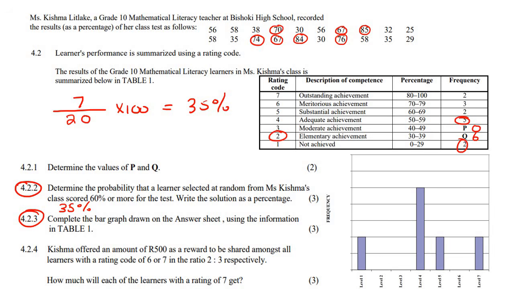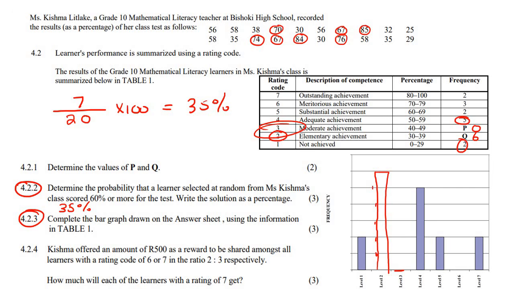So for level 2, there were 6 people. So 1, 2, 3, 4, 5, 6. So there. Whoopsie, that was very skew. Obviously you would have a ruler. And then for level 3, there was actually 0. So you don't have to do anything over there.